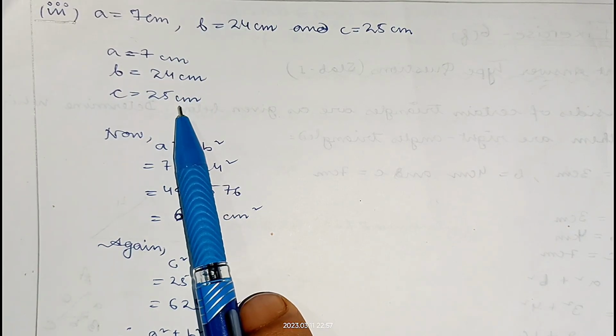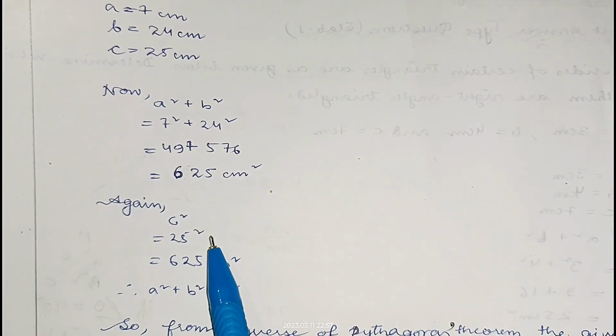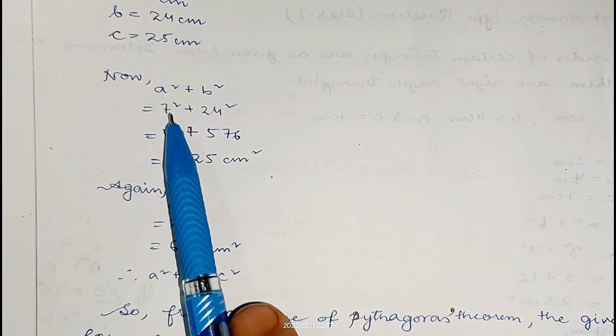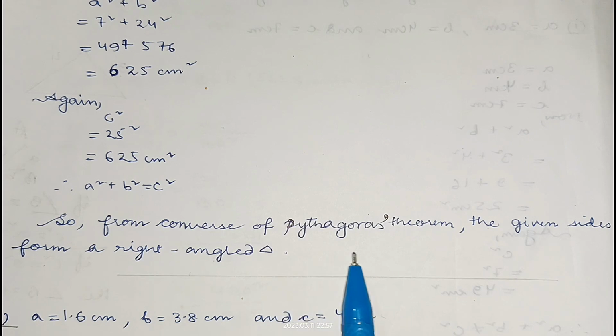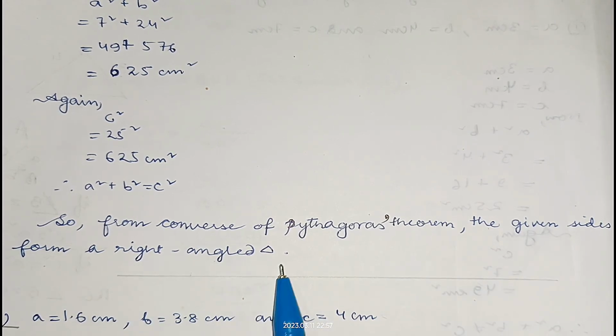Again, here longest side is C, which is 25 centimeter. So C square is 25 square and 25 square is 625 centimeter square. Therefore, A square plus B square is C square. So from converse of Pythagoras theorem, the given sides can form a right angled triangle.